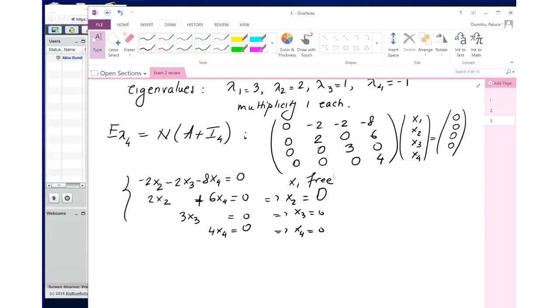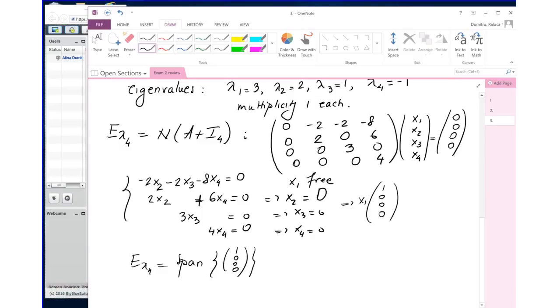X1 is free, so then the solution looks like this. So E lambda is the span of this one. So that would actually be the last or first, whatever. You just take this and throw it in there. It doesn't matter which one is first, which one is last. Right, so this one goes into beta. And then you do the same for each of the other 3 eigenvalues.